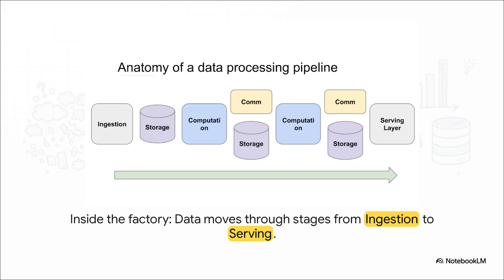Okay, so let's crack open that black box and see what's happening inside. Data moves down this assembly line, right? It starts at ingestion. That's where all the raw materials arrive. Then it goes into storage. After that comes computation, which is where the real transformation happens. And finally, it reaches the serving layer, where the finished product is all ready to go.